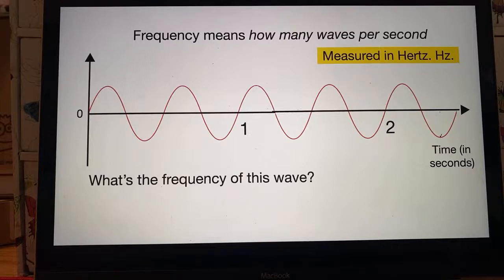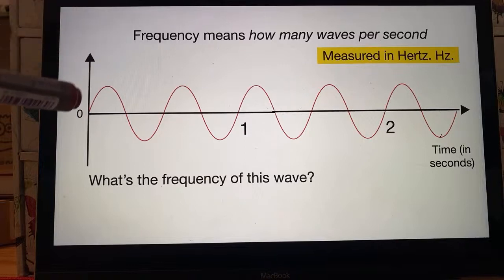It goes all the way up, all the way down, all the way up, all the way down, and then 1 second we say has passed. And then it goes all the way up, all the way down, all the way up, all the way down, and then that's when 2 seconds has passed. What's the frequency of that wave? How many waves per second?